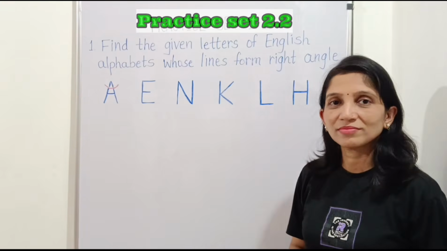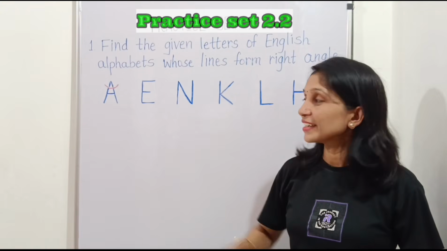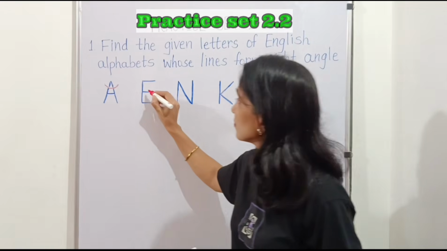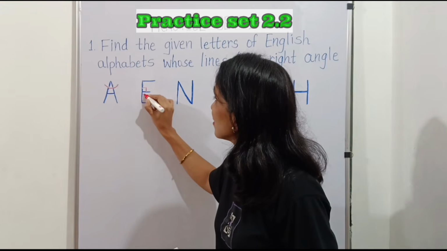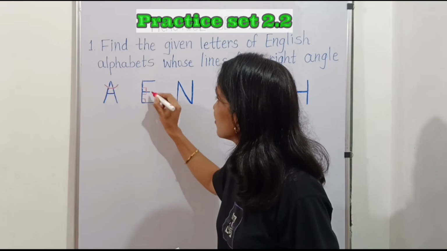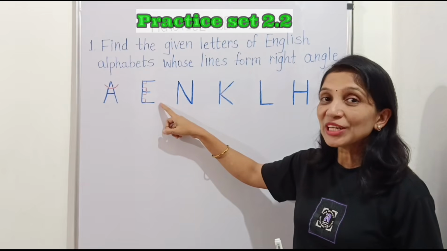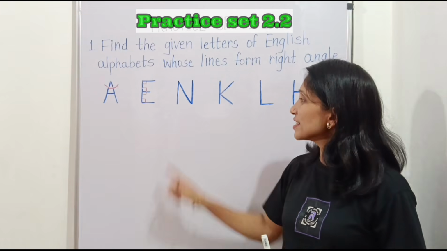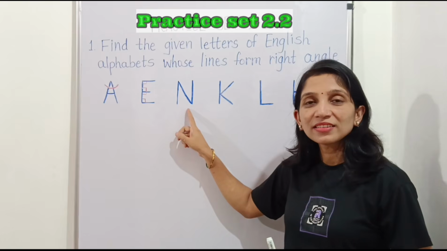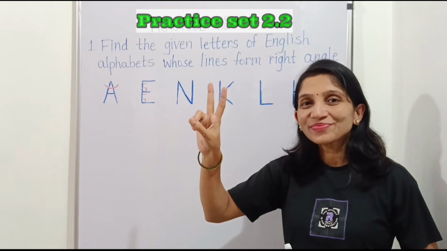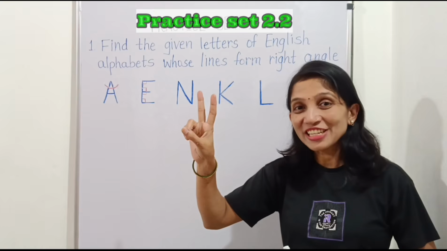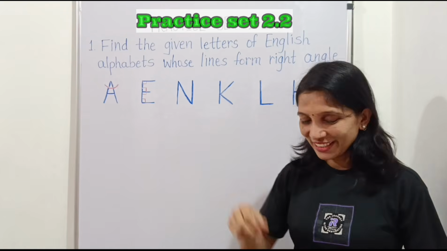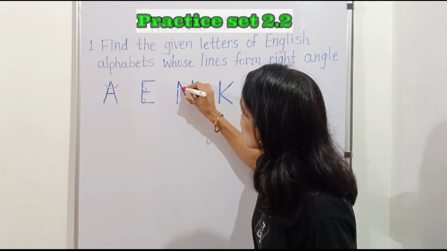Alphabet E. Let's see which angle it forms. See here. You can see 4 right angles can form. Next, alphabet M. Again, it forms. Yes. Tell me the answer. Which angle does it form? Very good. It also forms an acute angle.